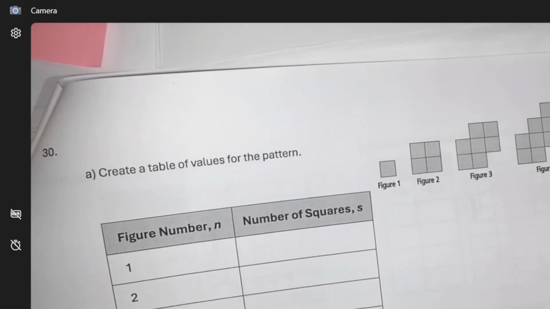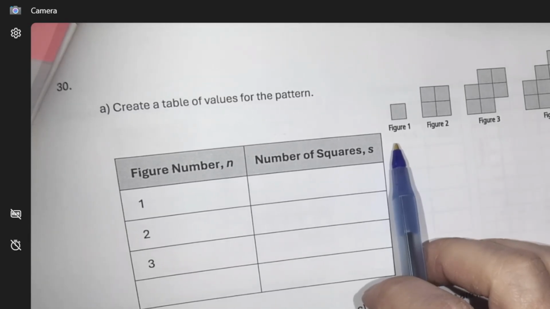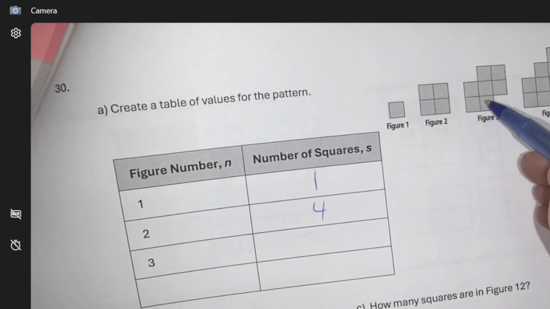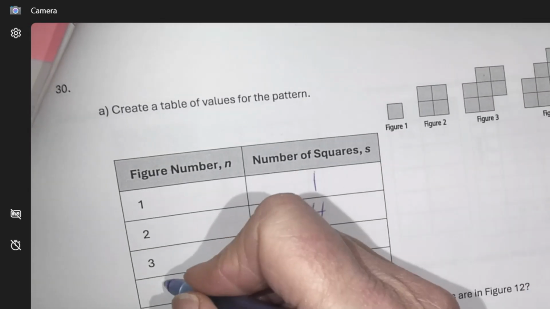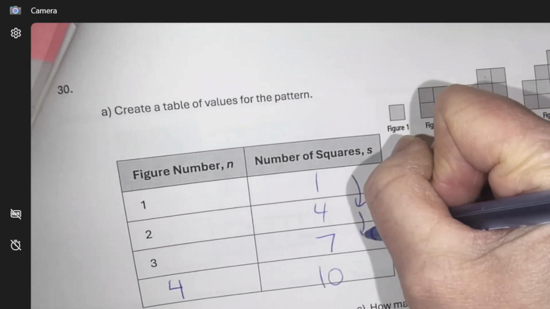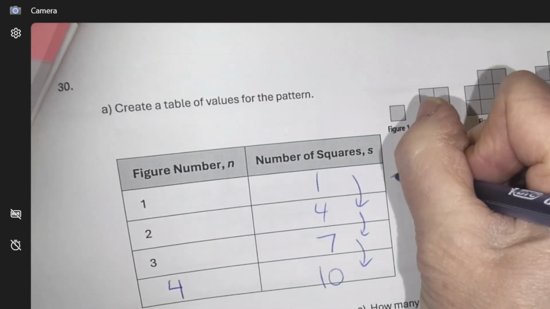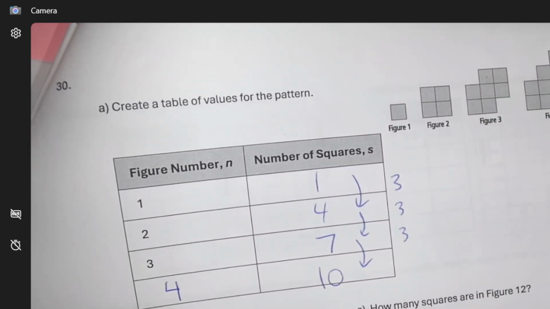Okay, creating a table of values. So in figure 1, how many squares are there? 1. Now there's 4. 1, 2, 3, 4, 5, 6, 7, 10. Okay, to be linear, there has to be a consistent change. What is it doing? Plus 3. Right? Every time that's happening. So that's your rate of change.